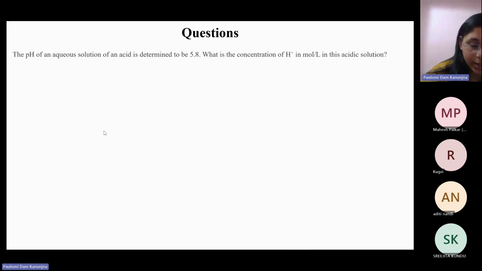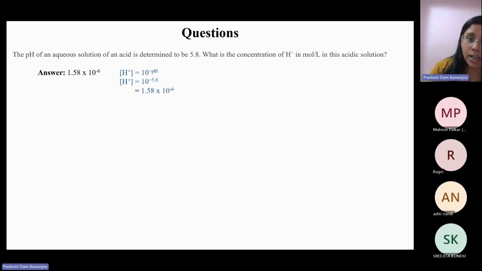So let me tell you the answers. Like someone mentioned, 1.58 into 10 to the power minus 6. So the simple thing that you can understand is H plus is equal to 10 to the power minus pH. You don't have to remember anything else. 10 to the power minus pH. You have pH, 10 to the power minus pH is your H plus ion concentration. As simple as that. I said it's a very neat, clean formula.